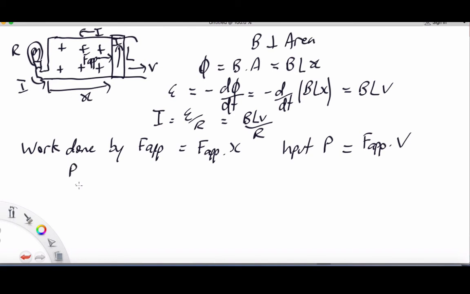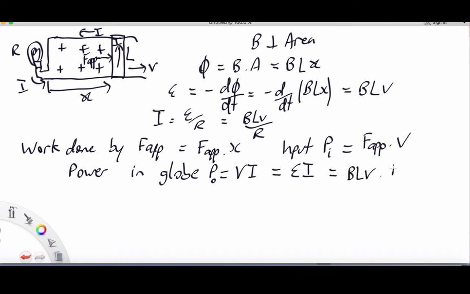Now the power to run the lamp is going to be, well, in the globe, P is VI, so we'll call that P out, and it is VI. In this case, it's the induced EMF times I. Now the induced EMF is BLv times BLv over R. So we have B squared L squared v squared over R.